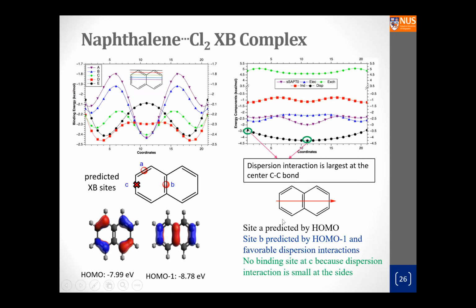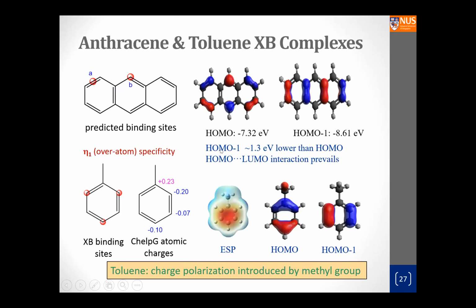In some cases, you use SAPT to help you explain some unique results. I'll probably just highlight two more cases. In anthracene, you have free range, but there are only two interaction sites. So the question is, this is happening in the HOMO, but for HOMO minus one, how come you don't see any of this? Because for the HOMO minus one, there's a big difference, 1.3 eV. So the energy gap is larger, and that's why you don't see any interaction site there.